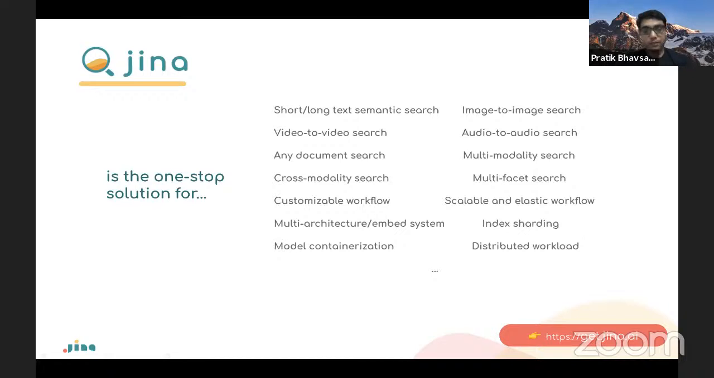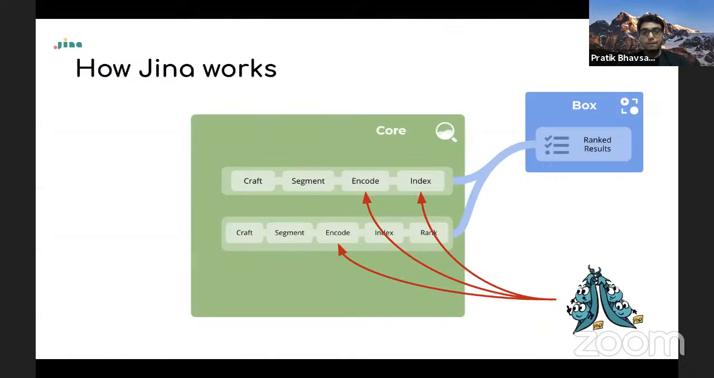What can you do with Jina? It can help you make semantic search engines for text, for short and long paragraphs, whatever you want. Then it can help you make video search engines. It can have cross modality. It can have multimodality. It can help you make audio search engines and of course image search engines. So it is having almost all the things that you will be requiring in a real use case.